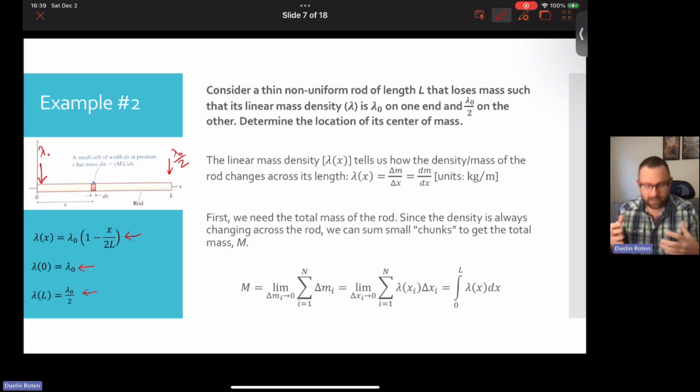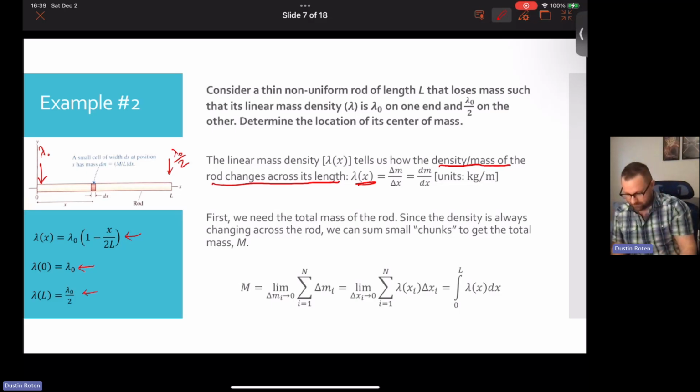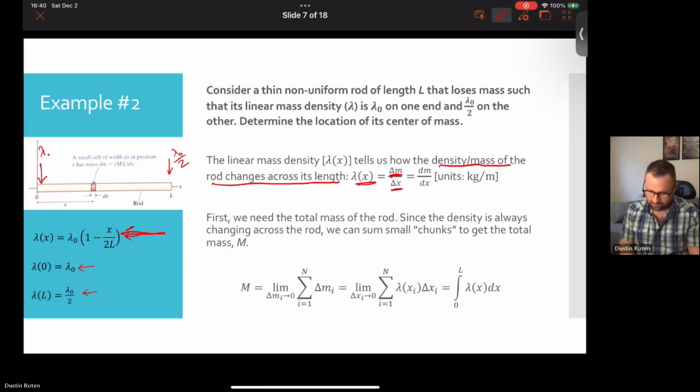The way to think about a linear mass density is that it tells us how the density or the mass of the rod changes across its length. It's kind of like saying the change in mass, delta m, for some chunk that you move across, delta x, is this. So in our case, it is this equation here. That's how our mass changes as we move across the object. Now, obviously, we can take those deltas and make them really small and actually get a derivative, dm dx. So our linear mass density is just the derivative of the mass as we move across the object. It's got units of kilograms per meter.